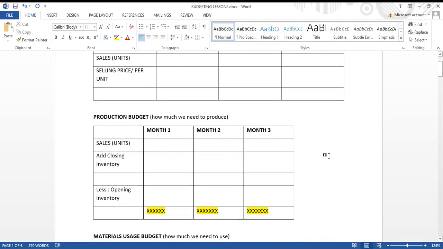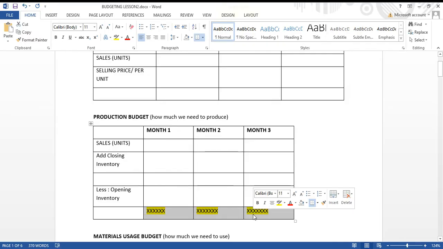Then next we have the production budget. These budgets fall in line with each other. This shows us how much we need to produce. Again, you still have the number of units which you expect to sell and produce. You add the closing inventory. Then you subtract any opening inventory that is given to you. After you subtract the opening inventory, you know how many units to produce for the month, year, or the quarter.